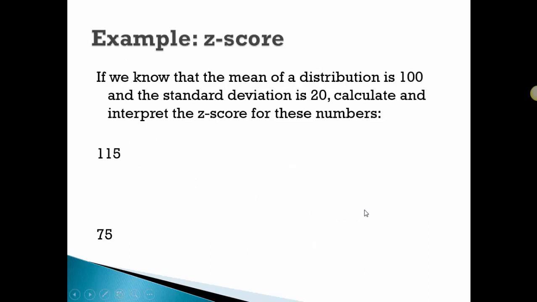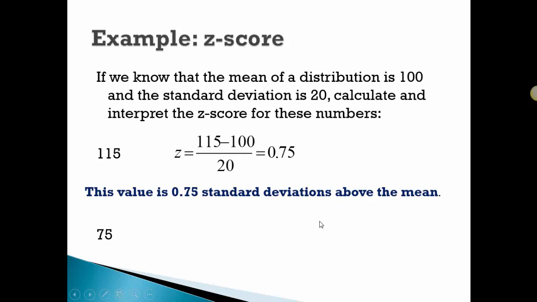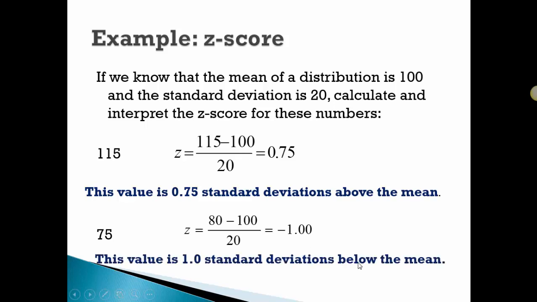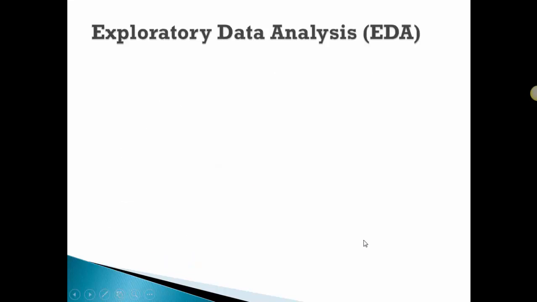If you know the mean of a distribution is 100 and the standard deviation is 20, calculate and interpret the z-score for these numbers. So we're going to take 115 minus the mean, which is 100, divide by the standard deviation. So a score of 115 is 3/4 of a standard deviation above the mean. Now notice this next number is below the mean, so we're going to have a negative z-score on this one. Oh, I'm sorry, I did 80 and this says 75. Let's focus on 80. 80 minus 100 gives us -20, and divide by 20 gives us -1. So this observation is one standard deviation below the mean. Ignore the 75, focus on the 80.